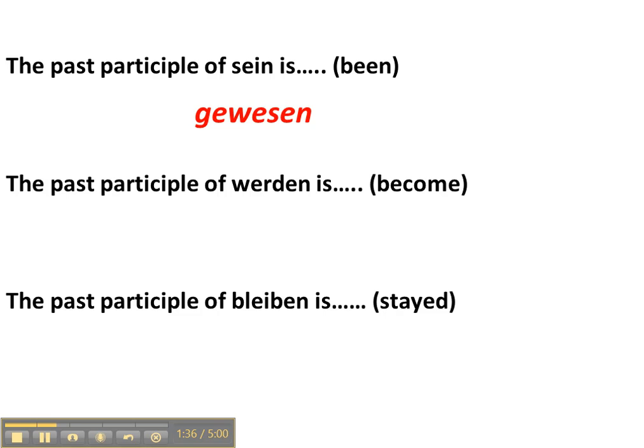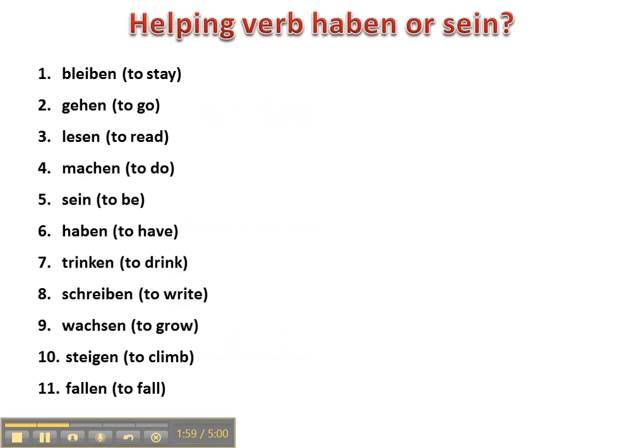Okay, so I always want to make sure that people know the past participle of these three important verbs. The past participle of sein is gewesen. It's similar to bin. So if you want to say I have been there, ich bin da gewesen. Past participle of werden is geworden. This means to become. So if you want to say I have become sick, ich bin krank geworden. And then geblieben, which is the past participle of to stay or stayed. So du bist da geblieben. You have stayed there.